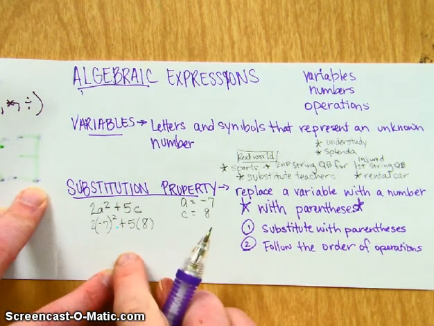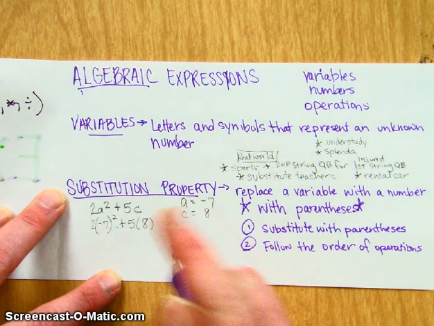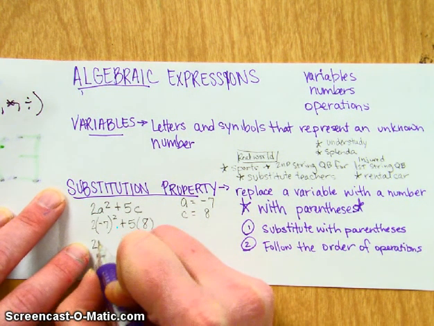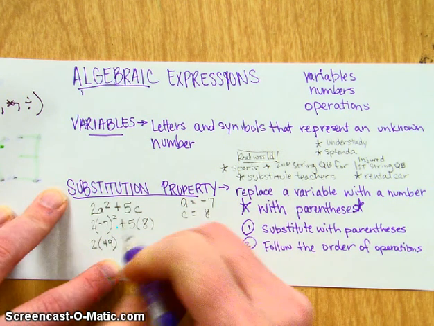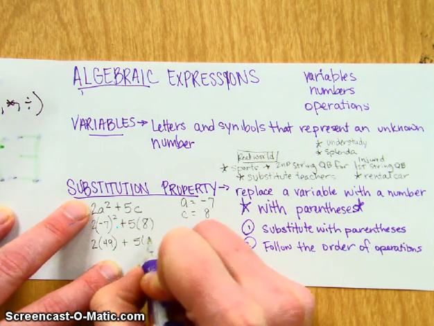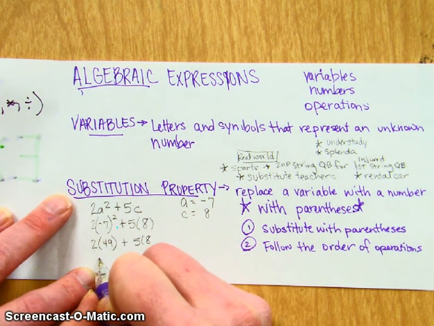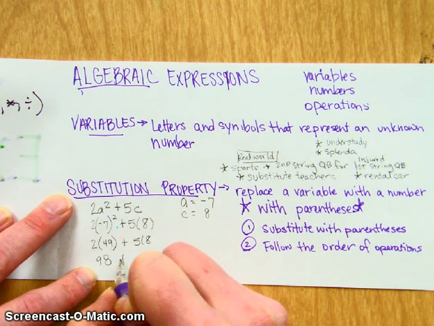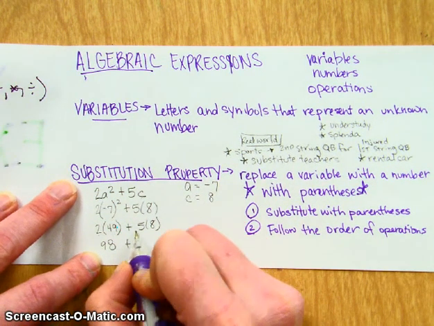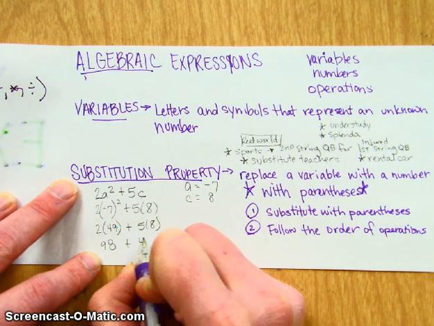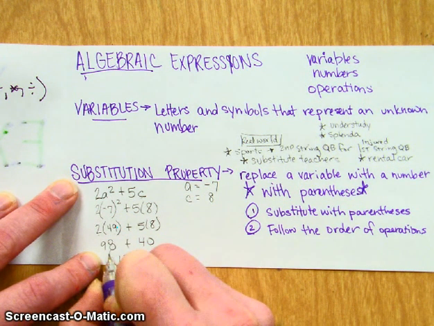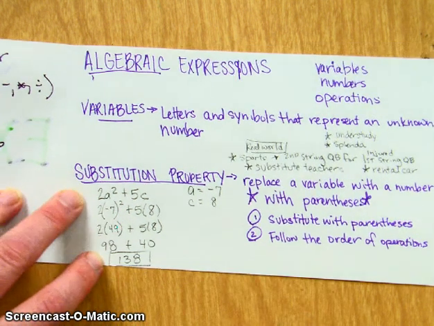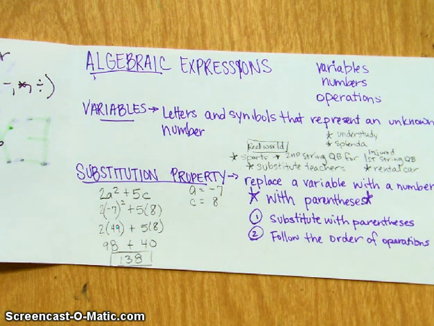Follow your order of operations. The first thing you're going to do is your exponent. Evaluate your exponent. So -7 times -7 is 49. And then 2 times 49 is 98. And then 5 times 8 is 40. And you add those two together, you get 138 is our final evaluation there.